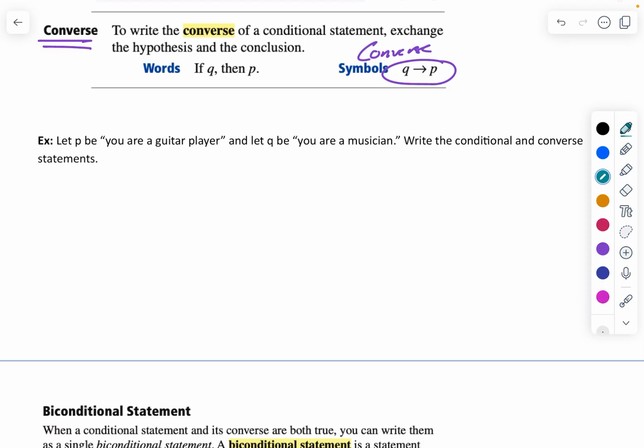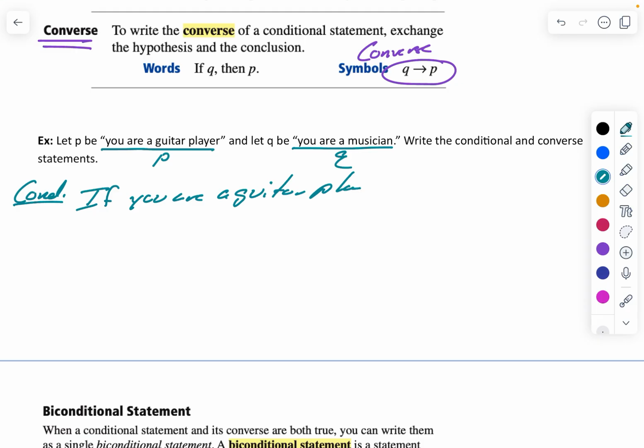Okay, write the conditional. So let P be this, and this is our Q. So the conditional would be: if you are a guitar player, then you are a musician. Okay, a musician we would define as someone who knows how to play an instrument. So that's true. If you play the guitar, then you could be called a musician.